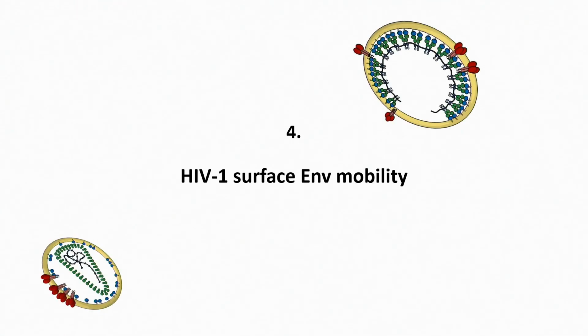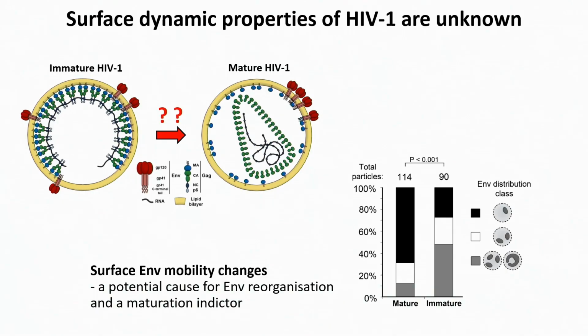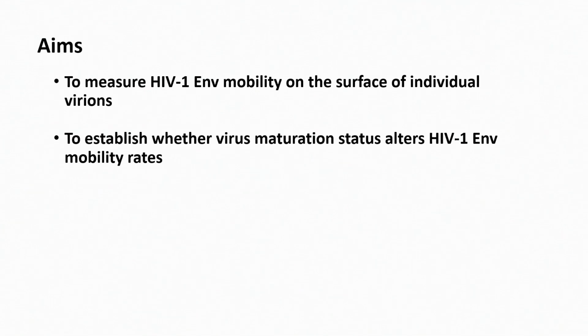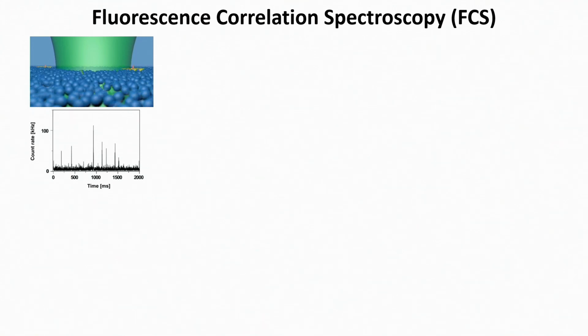So then, moving on to the HIV surface mobility, the next study. We wanted to find out what mechanisms facilitate this change from a multi-cluster distribution to a single cluster distribution. One of the clues was to look at Env mobility changes, how dynamically the virus changes. And here we had to kick up the microscopy a notch and measure the mobility on the virus surface and establish whether virus maturation alters this. We studied this with an even more advanced microscopy technique called fluorescence correlation spectroscopy.